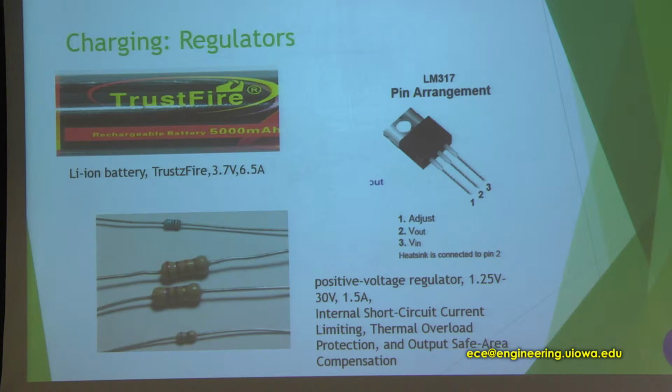For my part, I use the lithium battery through a transformer, and it can constantly provide 3.7 volts output voltage and 6.5 output current. And I use the LM317 as the positive voltage regulator. It can supply 1.25 volts to 30 volts, and the maximum constant current is around 1.5 amps. For this part, I thought about using the 7805, but it does not work very well. This one has better internal short circuit current limiting, thermal overload protection, and output safe area compensation.